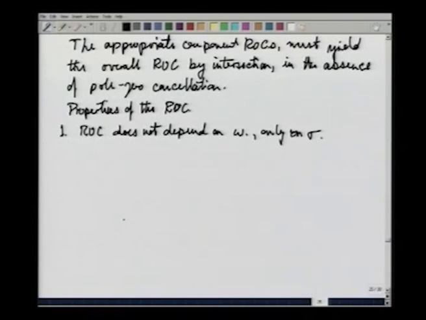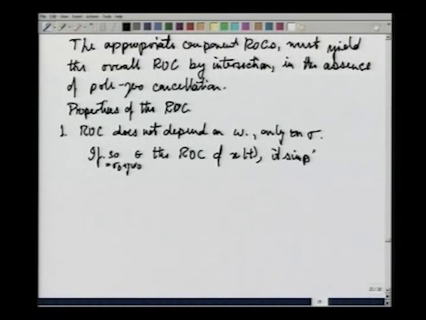This is easy to prove. What we are saying is, if S naught equal to sigma naught plus j omega naught is in the ROC of x t, it simply means that x t e to the minus sigma naught t is absolutely integrable.